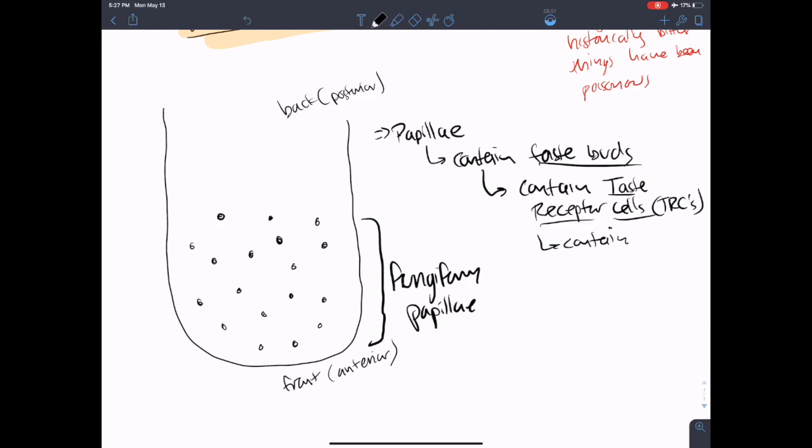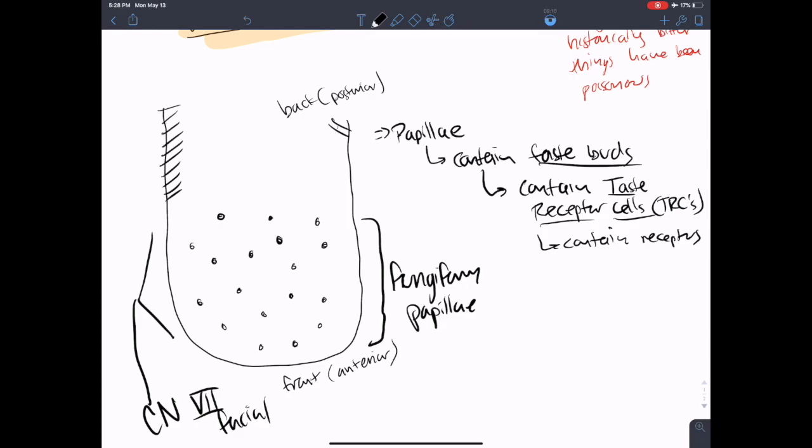Right, and these contain those taste receptor cells, which contain the receptors. And the information from these cells, the taste information, is carried to the central nervous system via cranial nerve 7. So this is the facial nerve. Cranial nerve 7. Facial. You also have these structures called foliate papillae. So these are foliate papillae.